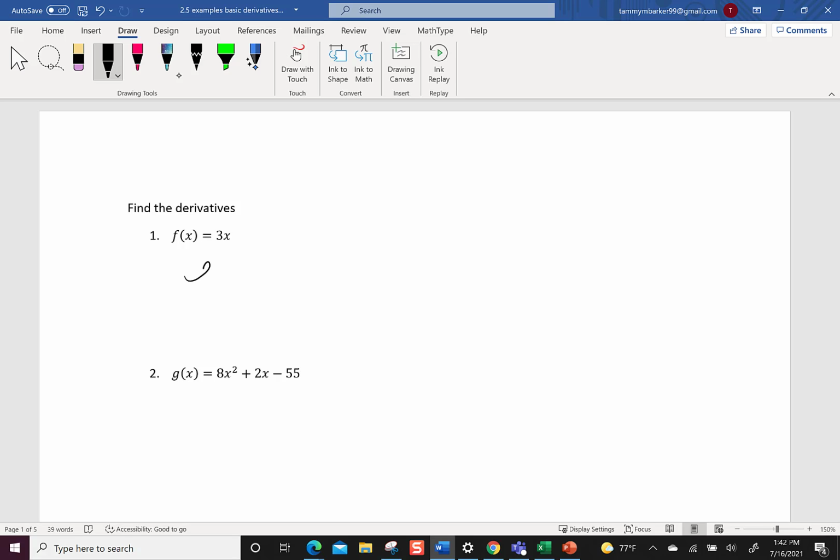Our first one says f of x is 3x. I'm going to take the derivative. F prime of x is just going to be 3. So this is like that k times x that I put up there. So if I had f of x equals kx, then the derivative is just k. So that k I keep, the x went away, there's my answer.